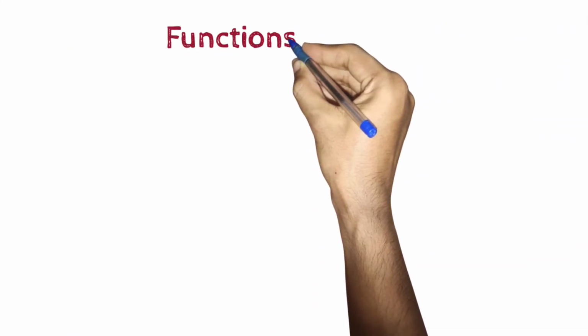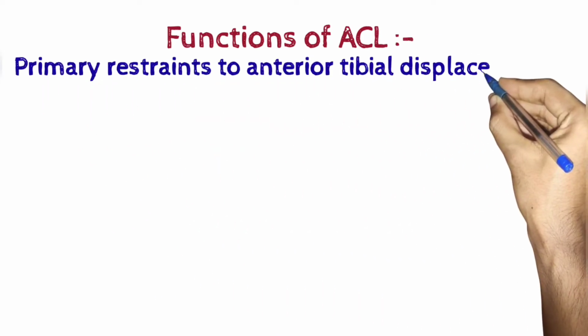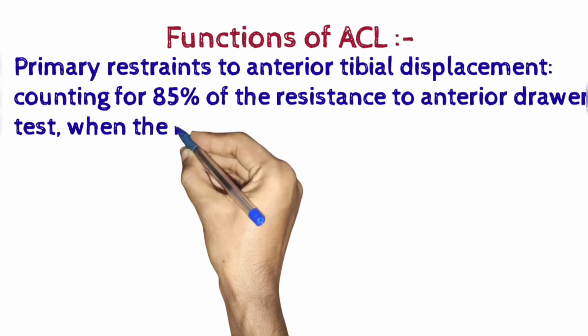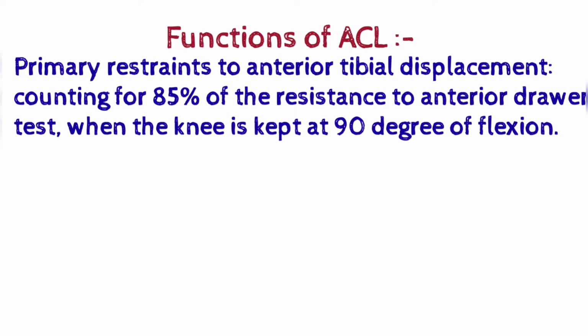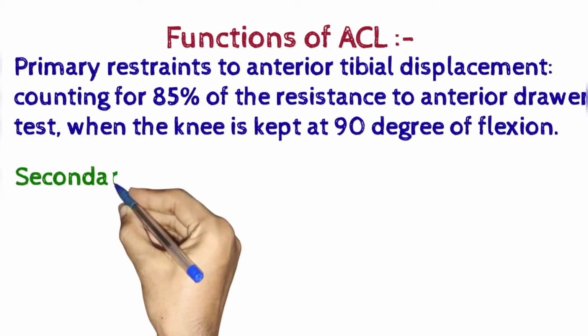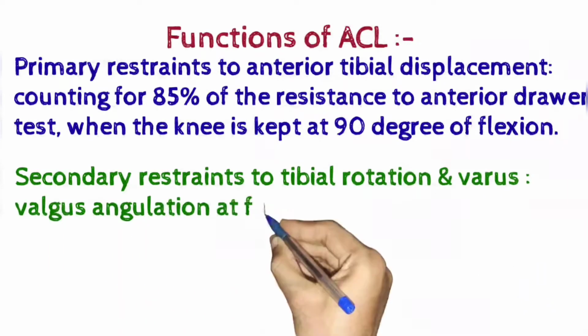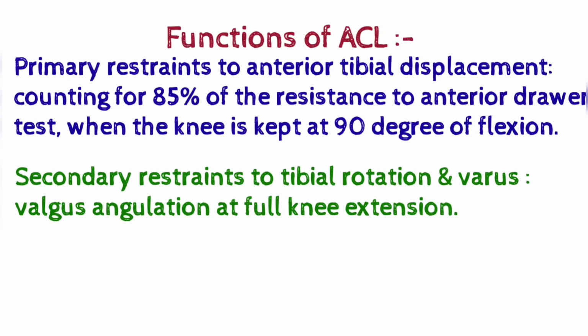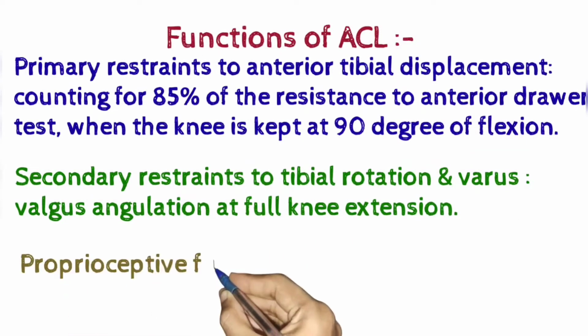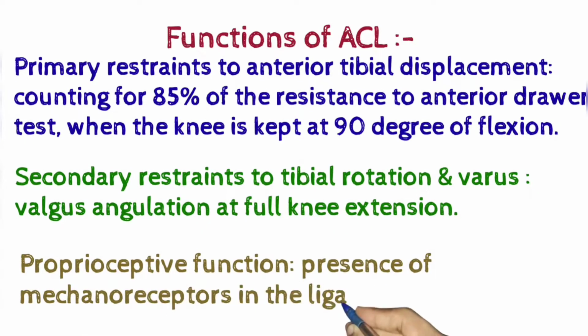Functions of ACL. Primary restraints to anterior tibial displacement, accounting for 85% of the resistance to the anterior drawer test when the knee is kept at 90° of flexion. Secondary restraints to tibial rotation and varus, valgus angulation at full knee extension. Proprioceptive function: presence of mechanoreceptors in the ligaments.